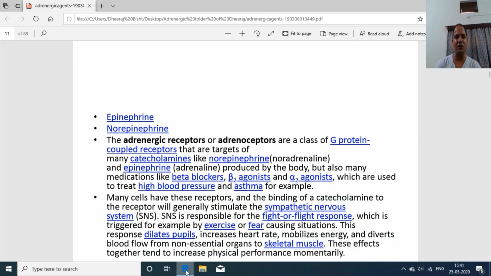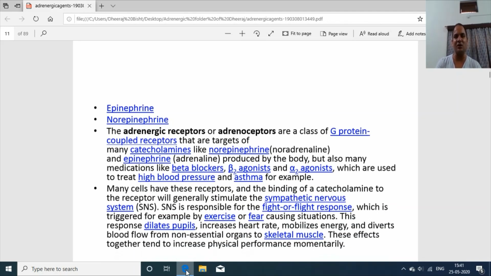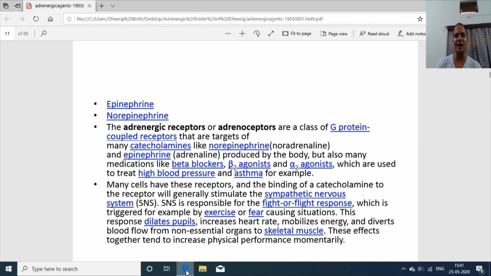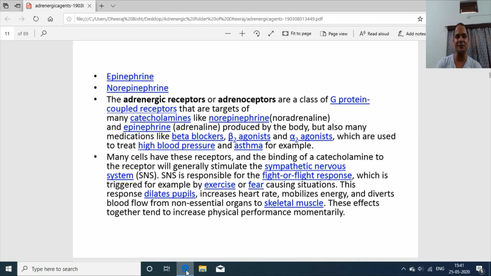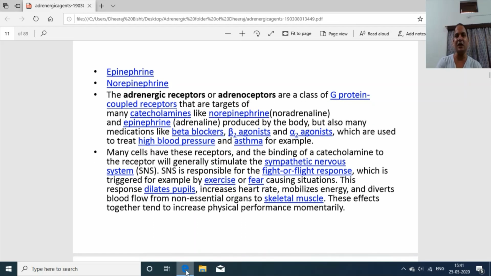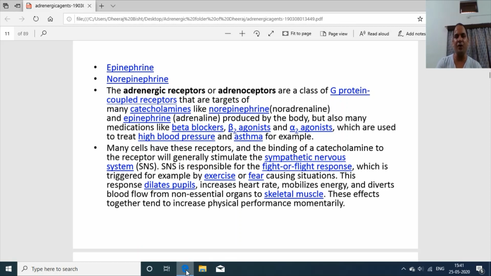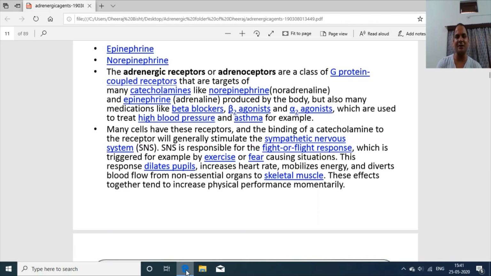Now we come to the adrenergic receptors, also called adrenoreceptors. These are a class of G protein coupled receptors for the catecholamines like norepinephrine and epinephrine. They are produced in the body, but many medications like beta blockers, beta 2 agonists and alpha 2 agonists, which are used to treat high blood pressure and asthma, for example, act on them. Many cells have these receptors, and binding of a catecholamine to the receptor will generally stimulate the sympathetic nervous system.